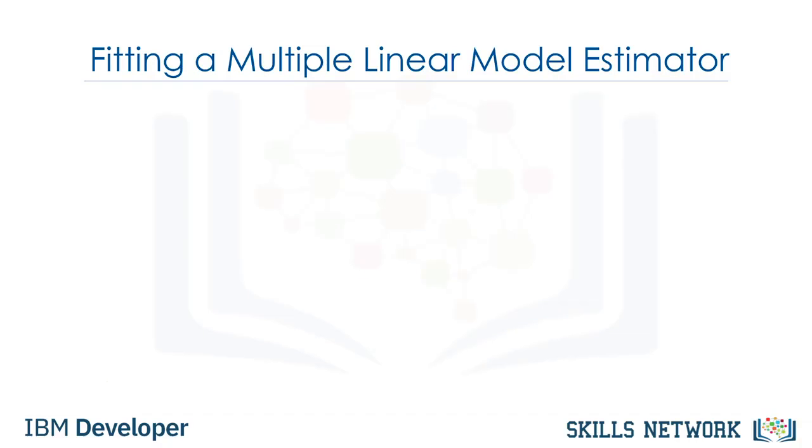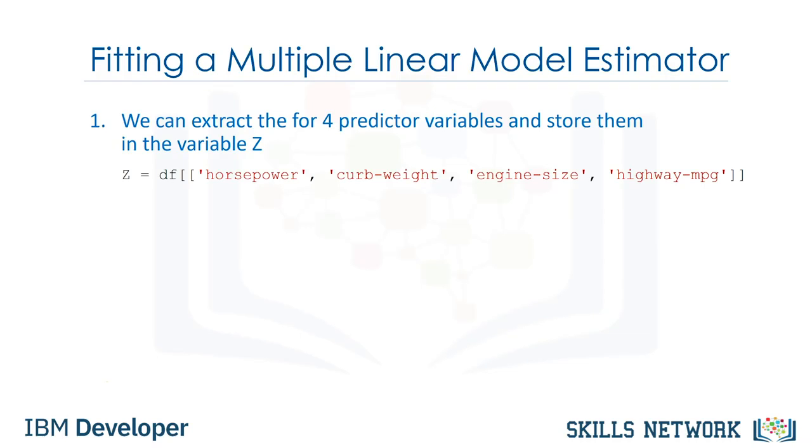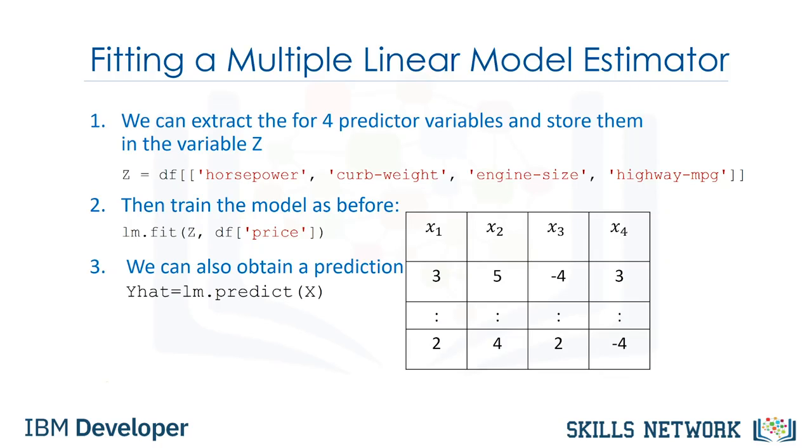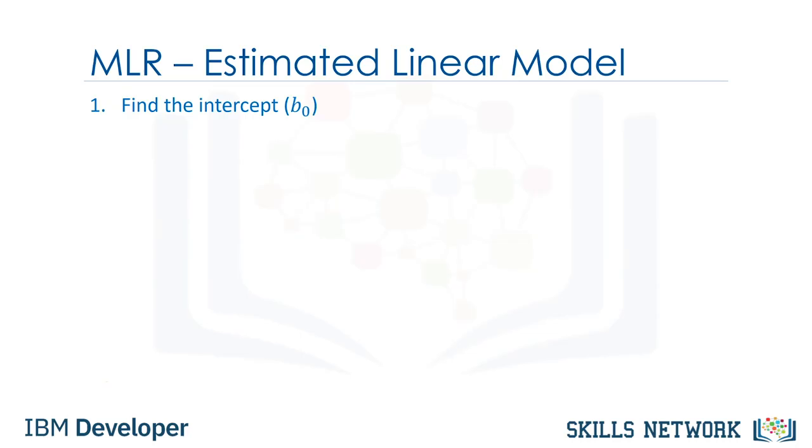We can fit the multiple linear regression as follows. We can extract the 4 predictor variables and store them in the variable Z, then train the model as before using the method fit, with the features or independent variables and the targets. We can also obtain a prediction using the method predict. In this case, the input is an array or data frame with 4 columns. The number of rows corresponds to the number of samples. The output is an array with the same number of elements as number of samples. The intercept is an attribute of the object, and the coefficients are also attributes.